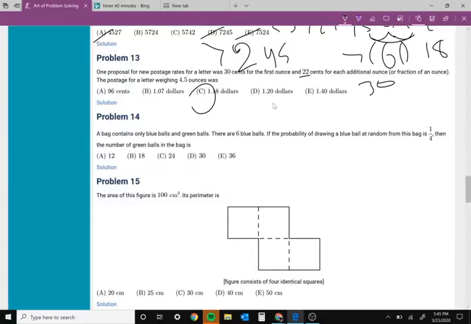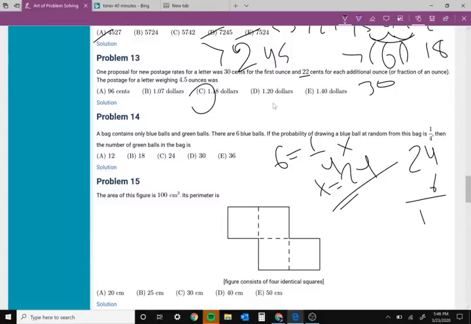A bag contains only blue and green balls. There are 6 blue balls. If the probability of drawing a blue ball at random is 1/4, what is the number of green balls in the bag? Well, okay, so that's 6 equals 1/4 x, x equals 24. And that's the total number of balls, right? Then from 24, we subtract 6, right? Because that's the number of blue balls. So we subtract 6 to get 18.